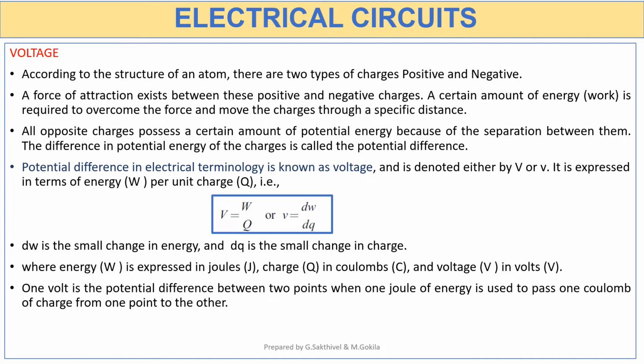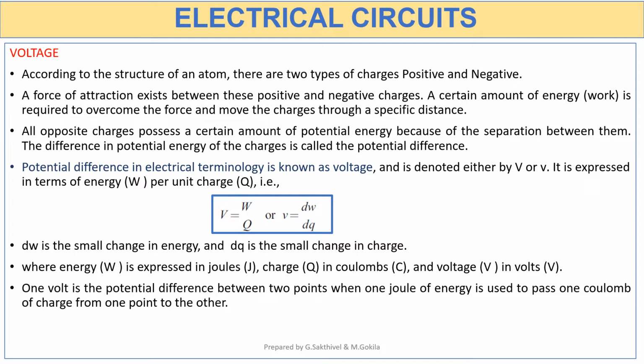In this video, we are going to discuss the basics of electrical circuits. First, we are going to discuss what is voltage. According to the structure of an atom, there are two types of charges. One is positive charge and the other one is negative charge.